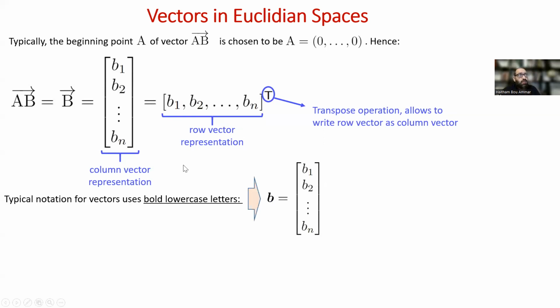Now, the notation we use for vectors is bold lowercase letters. So when I write a b lowercase in bold, that means I'm talking about a vector, a column vector typically of n dimensions. That's the notation you would see. So when you write b bold lowercase, that's a column vector with n components.